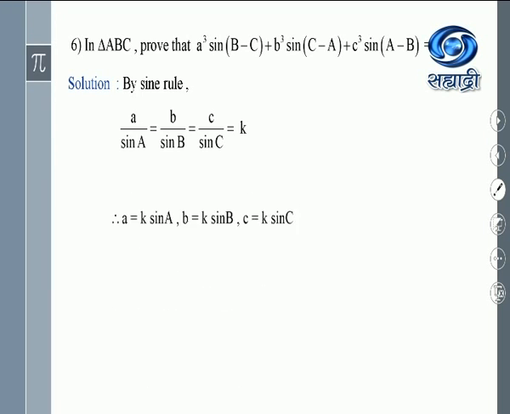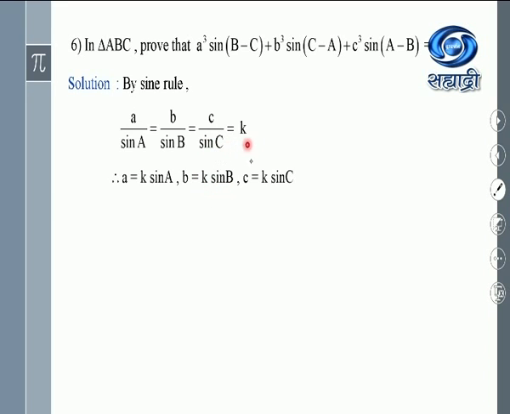Okay, next is, with this term, a upon sine a is equal to k, we write a is equal to k sine a. With this term b upon sine b is equal to k, we have b is equal to k sine b, and c upon sine c is equal to k gives you c is equal to k sine c. These are important steps. Applying the sine rule, no doubt, but the proper form of the sine rule you will have to use.